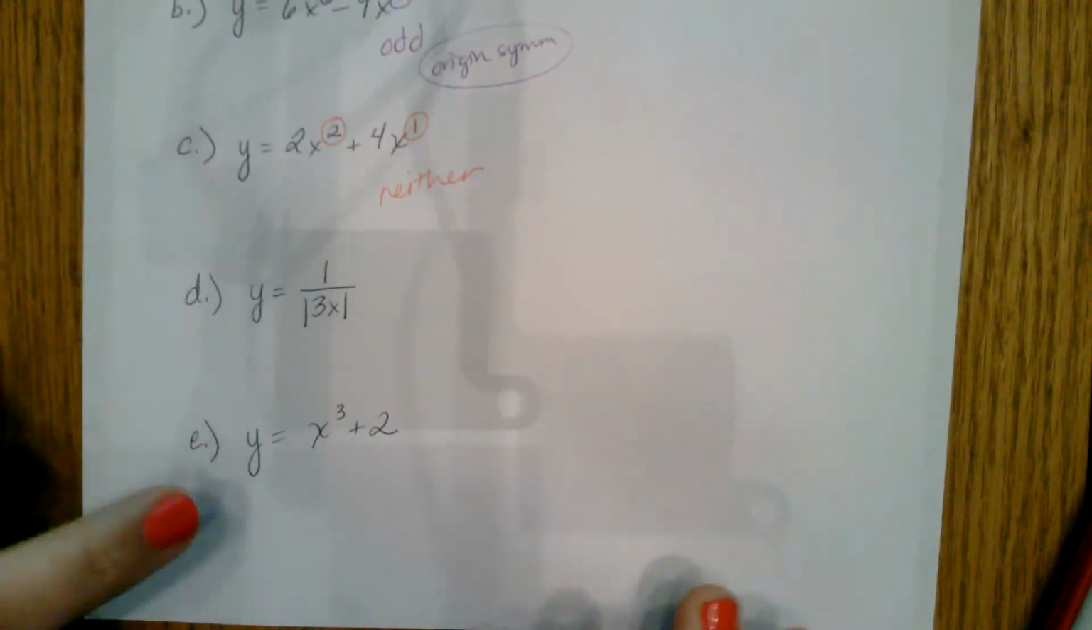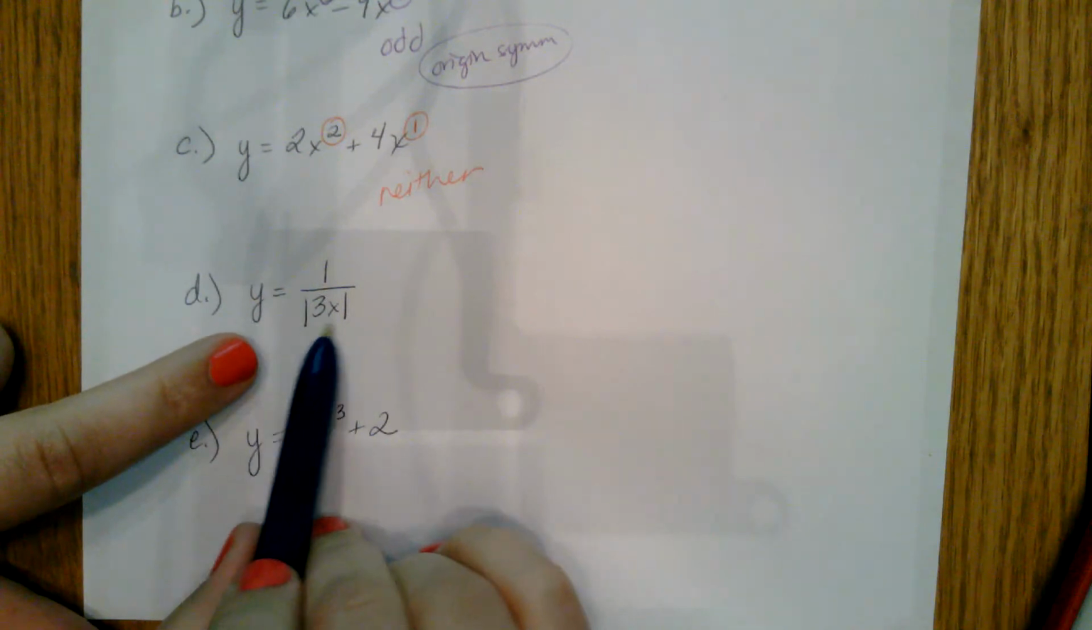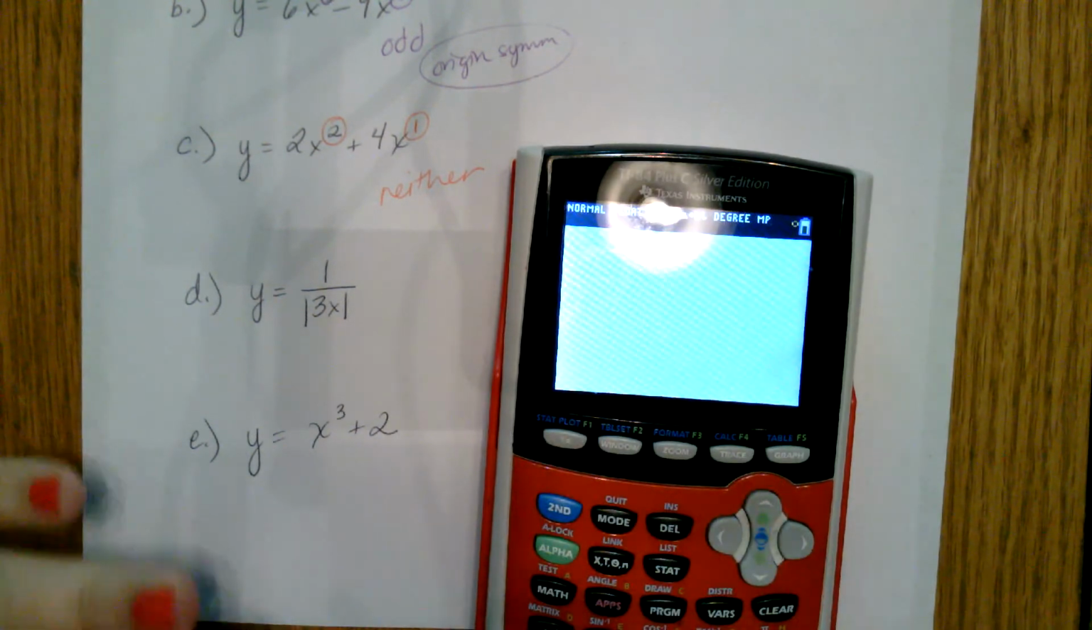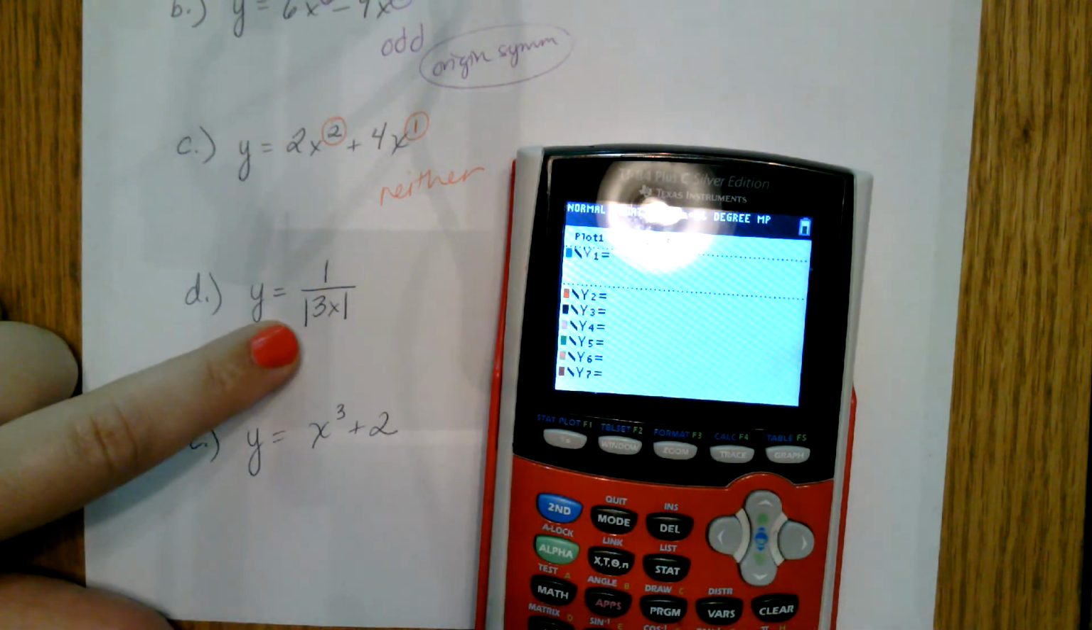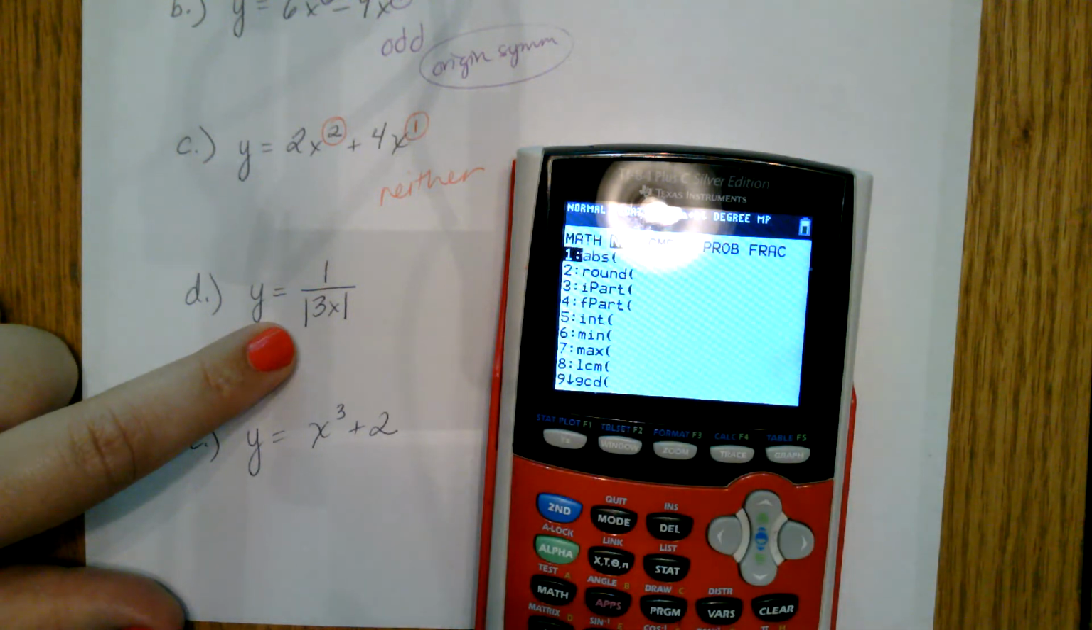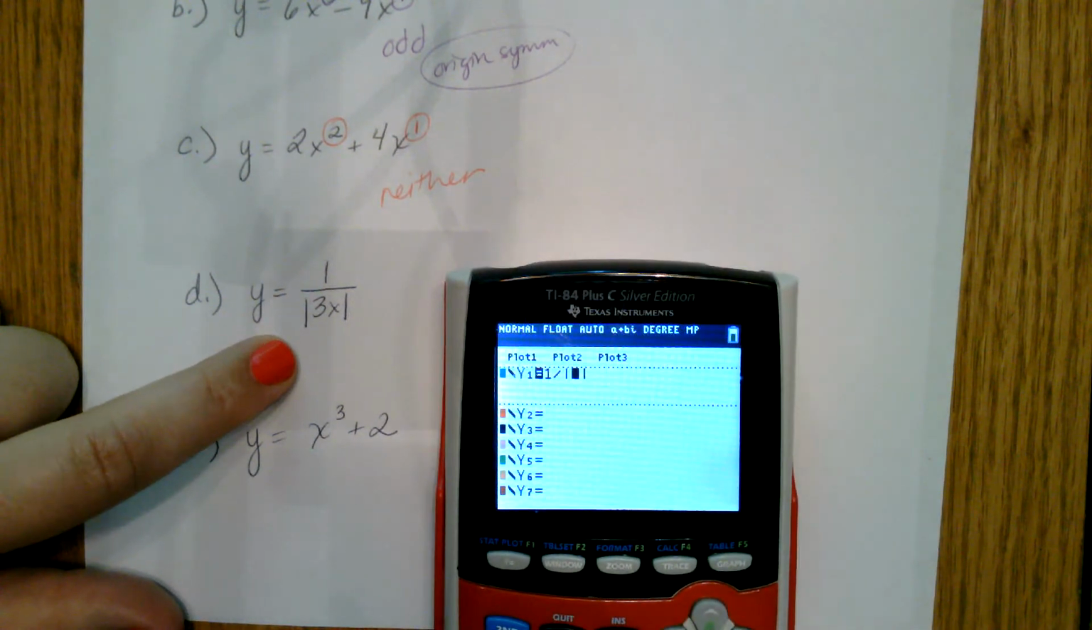Okay. Last two. What if I get 1 over the absolute value of 3x? Well, what does that make it? Does it make it even? Does it make it odd? Well, again, you have the power. Use your calculator. So let's type this in. 1 divided by, absolute value is found in math, num, abs. The absolute value of 3x. Let's graph it.